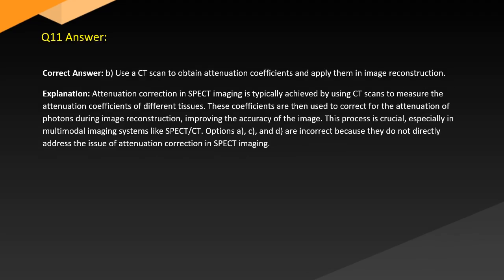Answer. Correct answer: B. Use a CT scan to obtain attenuation coefficients and apply them in image reconstruction. Explanation. Attenuation correction in SPECT imaging is typically achieved by using CT scans to measure the attenuation coefficients of different tissues. These coefficients are then used to correct for the attenuation of photons during image reconstruction, improving the accuracy of the image. This process is crucial, especially in multimodal systems like SPECT/CT. Options A, C, and D are incorrect because they do not directly address the issue of attenuation correction in SPECT imaging.